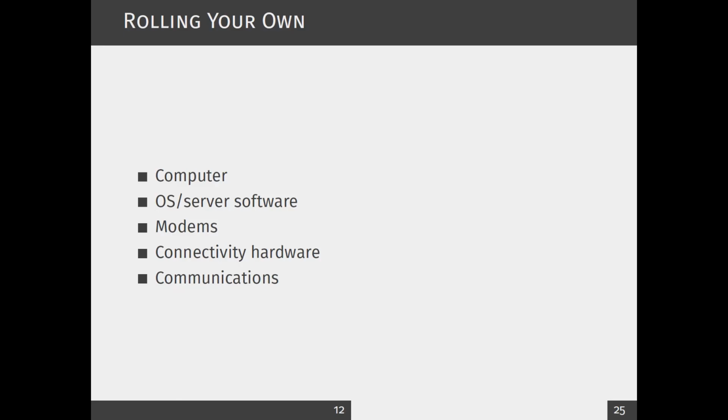Modems, in the early days, we used to check the information. Then connectivity hardware, routers and all the network devices, right? Because if you are trying to have this, it is anywhere from 1,000 to 5,000, and this is what to look at for connectivity hardware. And finally, communications, right?